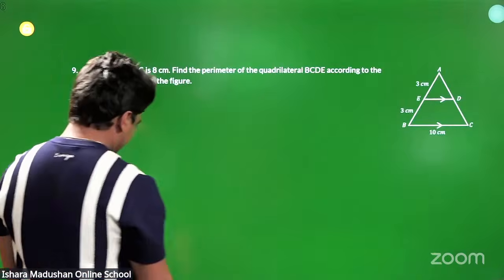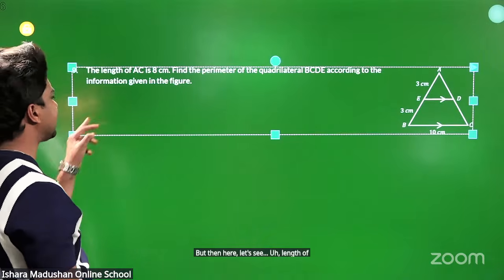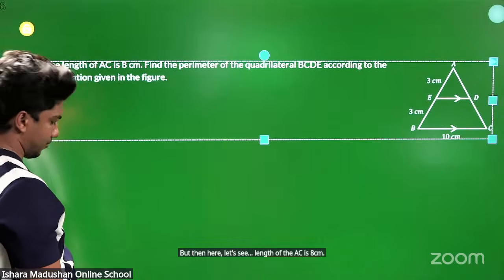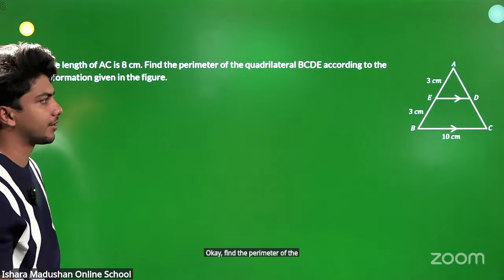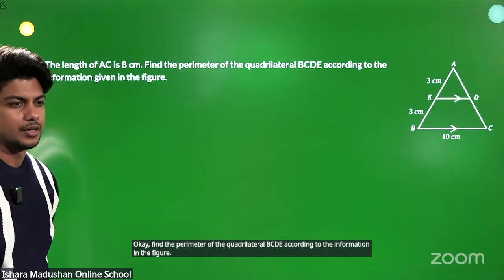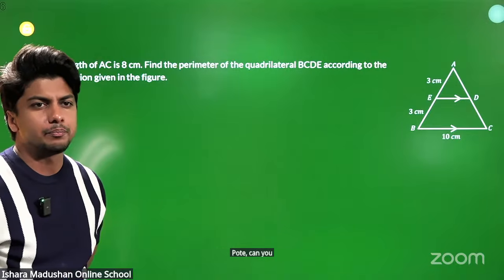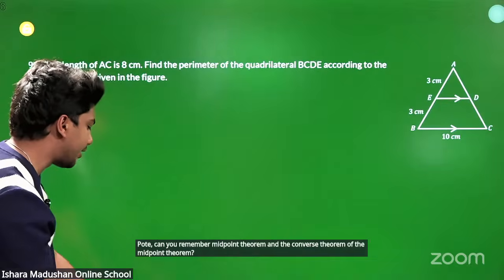But here, let's see. Length of the AC is 8 centimeters. Find the perimeter of the quadrilateral BCDE according to the information in the figure. Can you remember the midpoint theorem and the converse theorem of the midpoint theorem? What is the midpoint theorem?